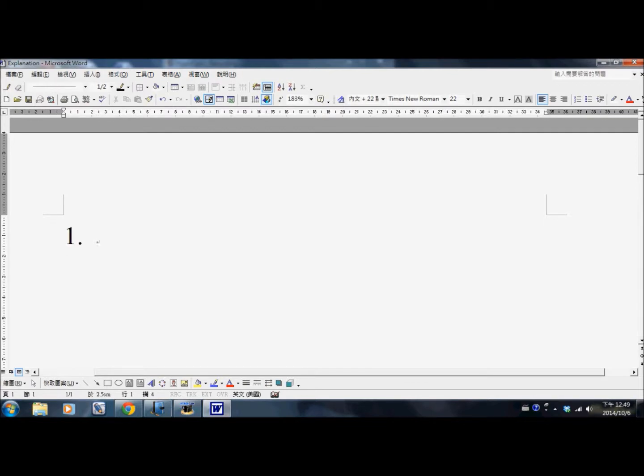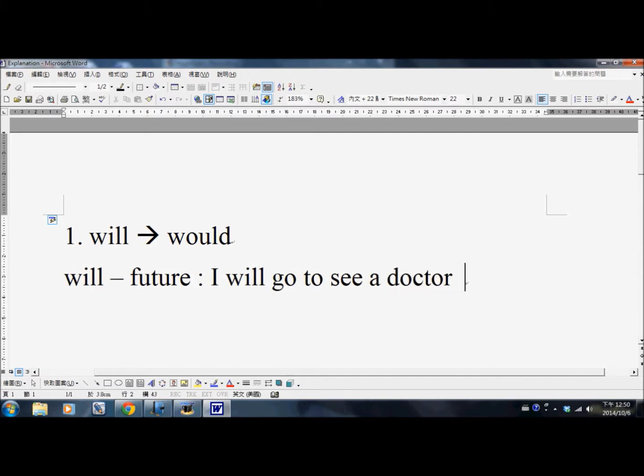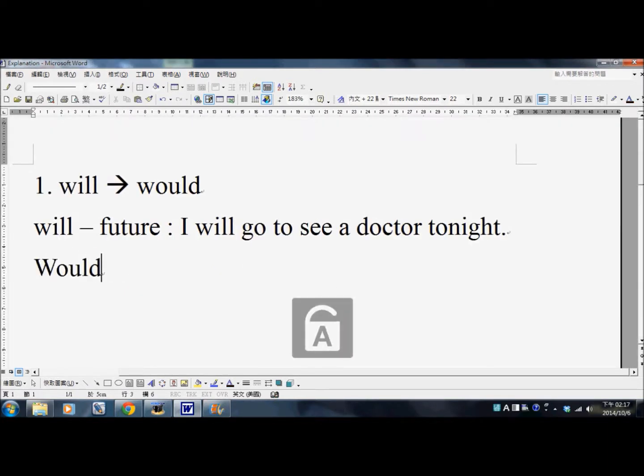Number one, we know that we can use would as the past tense of will. While we use will to talk about what's going to happen in the future, for example, I will go to see a doctor tonight. When I say that, it's still morning, so I know I will do that at night. As for would, we use it for past or past future.